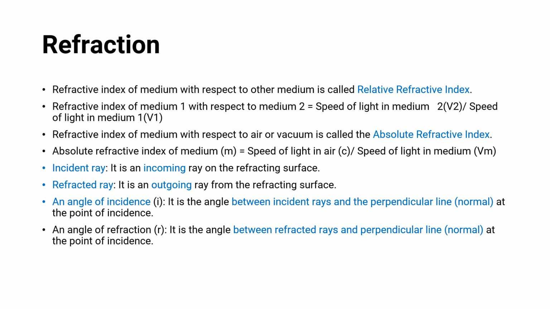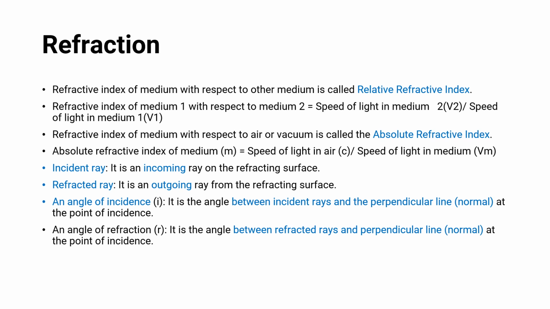Refractive index of a medium with respect to air or vacuum is called absolute refractive index. Absolute refractive index of medium m is equal to the speed of light in air, that is c, divided by the speed of light in the medium, that is vm.